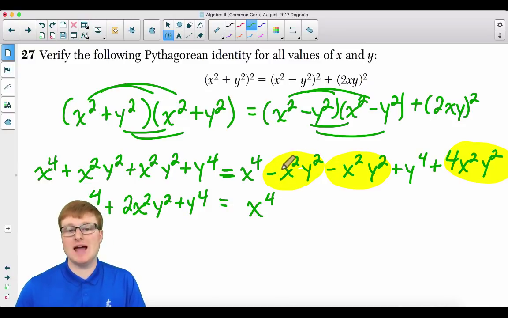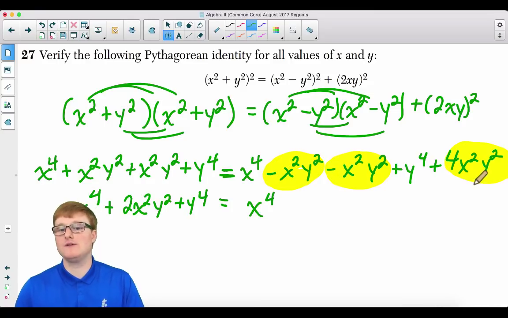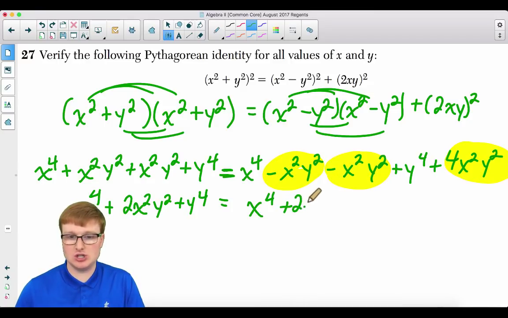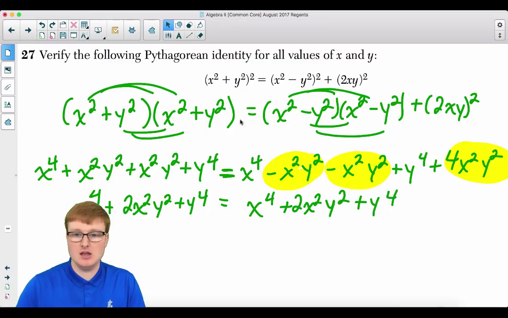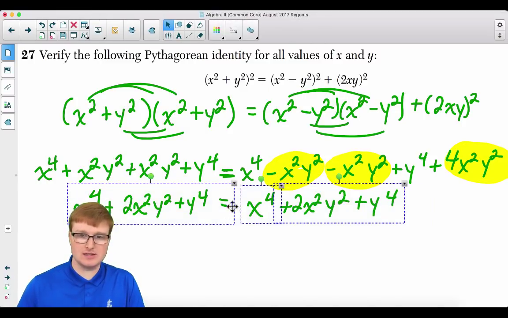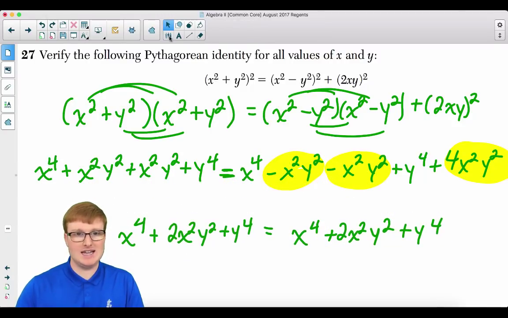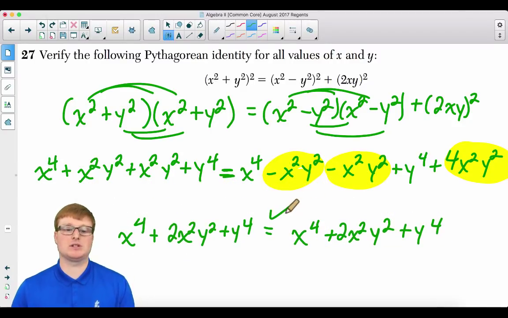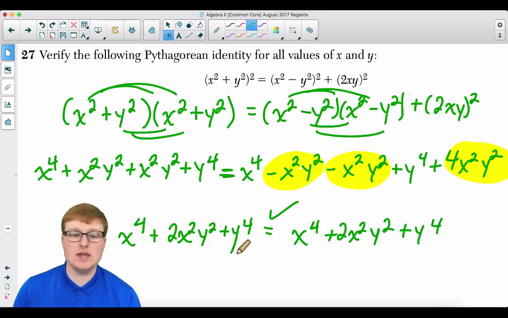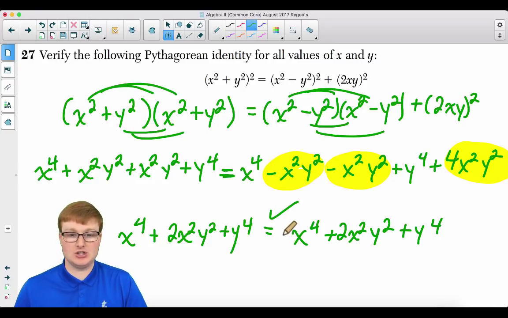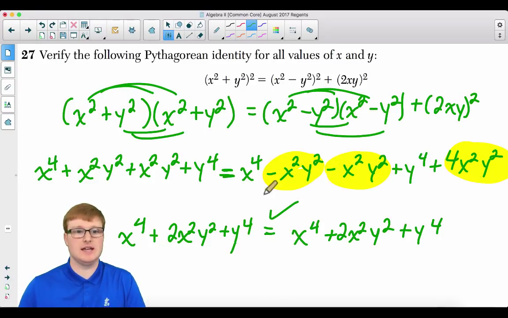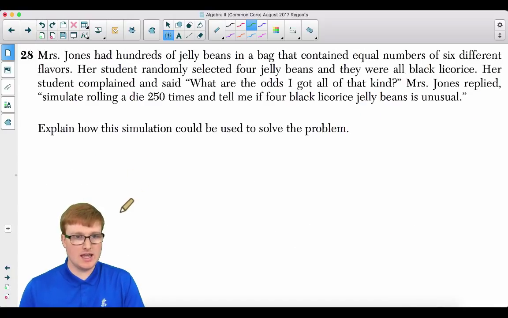Now, this is really minus, so these two terms over here, this is minus 2x squared y squared. Well, 4 minus 2 is just positive 2. So this is 2x squared y squared plus y to the fourth. And ladies and gentlemen, we actually just proved this Pythagorean identity. We worked on both sides of the equal sign, and we are good to go for this question. We just proved that they're equal. That's it. Done. Moving on to number 28.